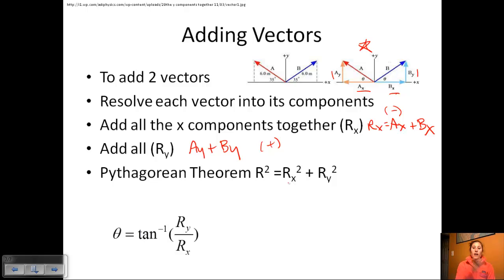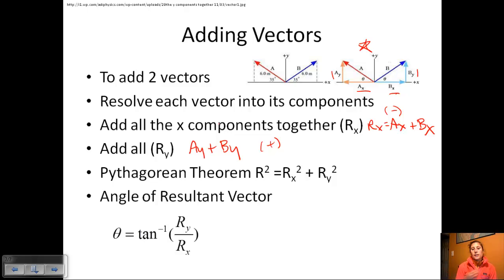Once we've got r of x and r of y, then we can use Pythagorean's theorem to solve for our resultant, because now we're going to have a right triangle, our x component, our y component, and our resultant, and to find the resultant we need to use Pythagorean's theorem.